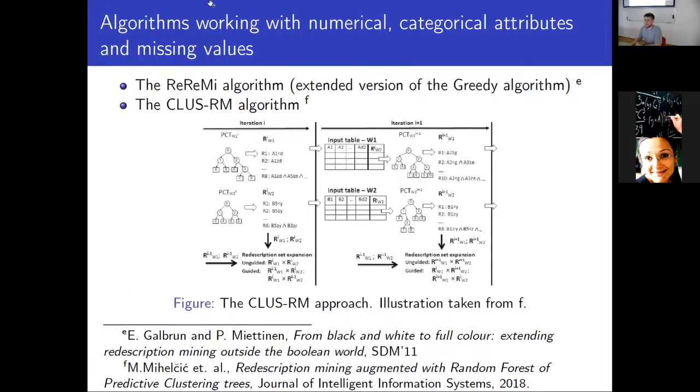Okay, so for the algorithms that work with numerical, categorical, and missing values, there are two algorithms. One is the RRMI, created by Esther Galbrun and Pauli Miettinen, and the second one is the ClassRM, which was devised by me and my supervisors, Tomislav Šmuc, Nadal Vraćen, and also our collaborator, Saša Džerovski. This ClassRM algorithm basically works by building predictive clustering trees.